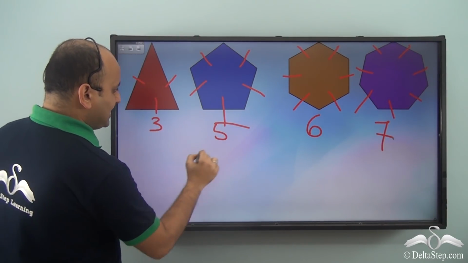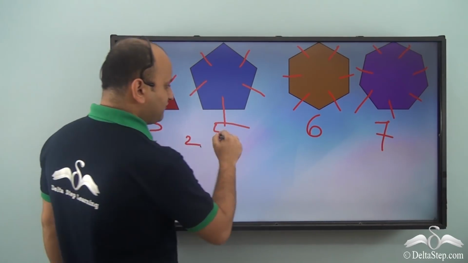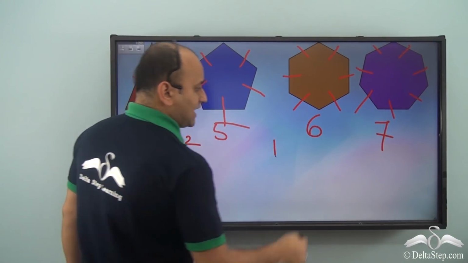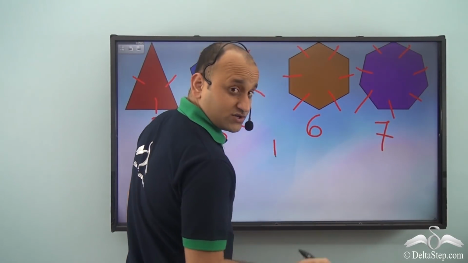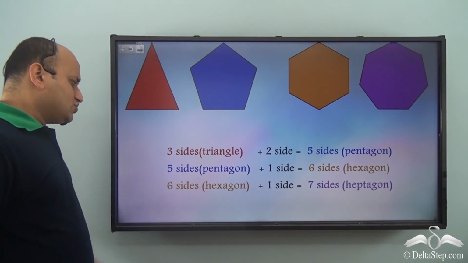Let's see. So 3 and 5, what is the difference? It's 2, isn't it? Between 5 and 6, what is the difference? It's 1. And between 6 and 7, what is the difference? It's again 1. So what do we get?